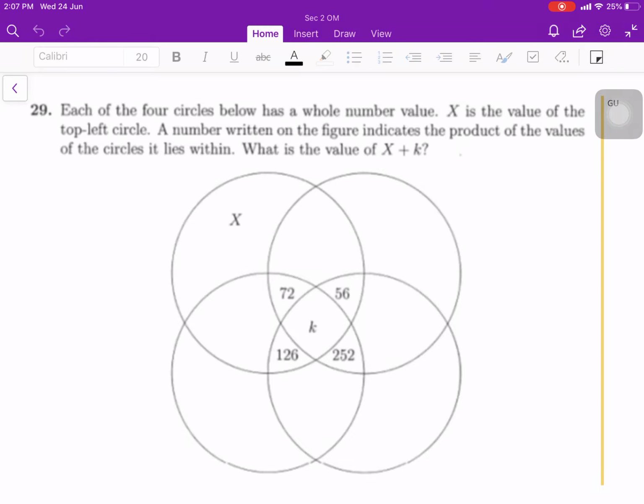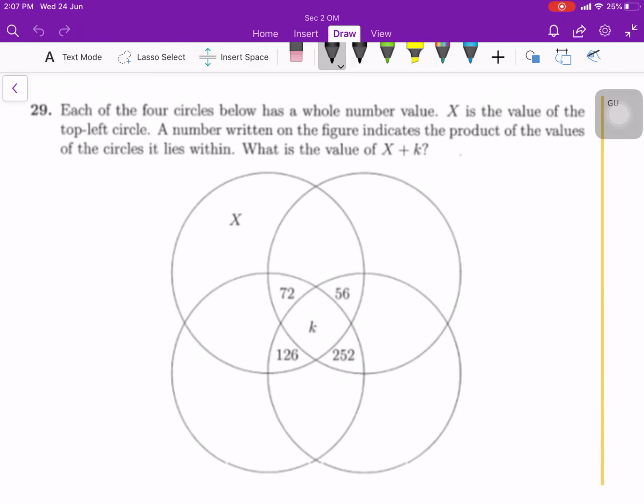Okay, now let us look at 2013 question number 29. Can you see that this x is the value of the top left hand circle? Maybe let me just redraw this one again. Can you see that the value of this whole circle is actually x? Now in this case, can I introduce unknown notation?